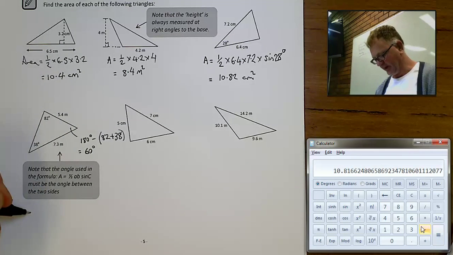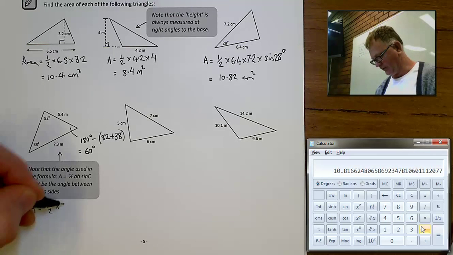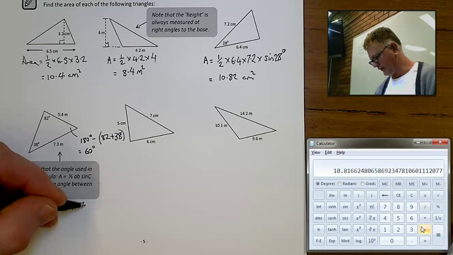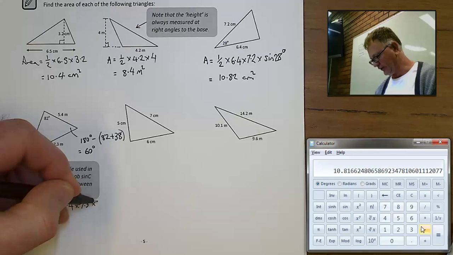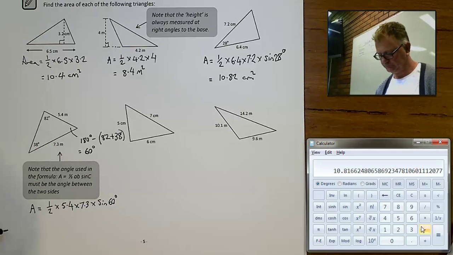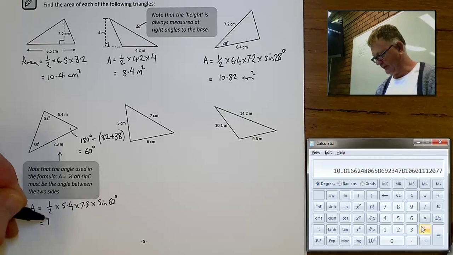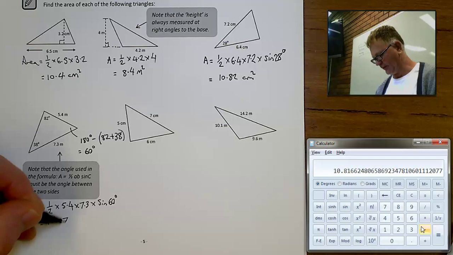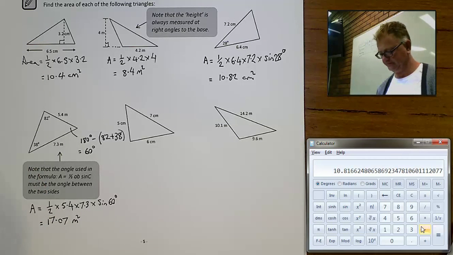Now we can work out the area equals a half times 5.4 times 7.3 times the sine of 60 degrees. Okay, you can work this out and check it on your calculator. I got an answer of 17.07 meters squared.